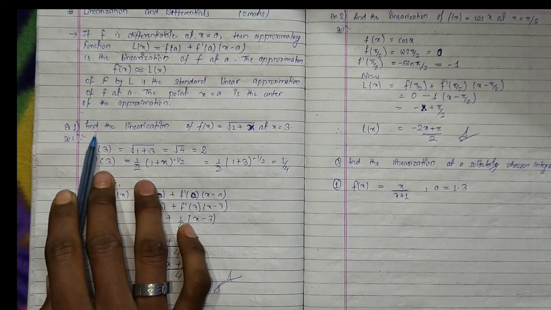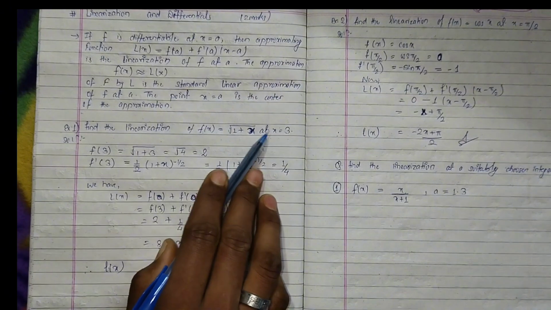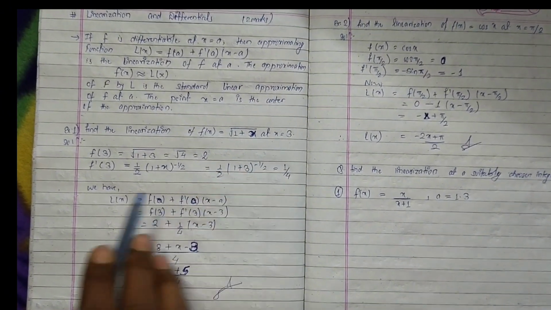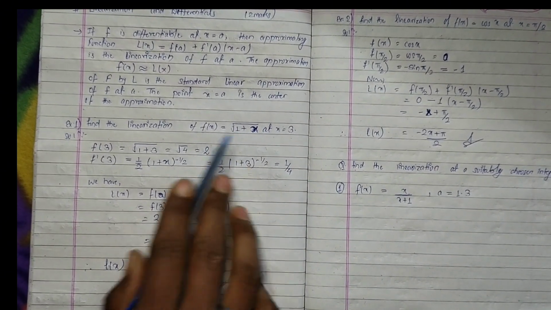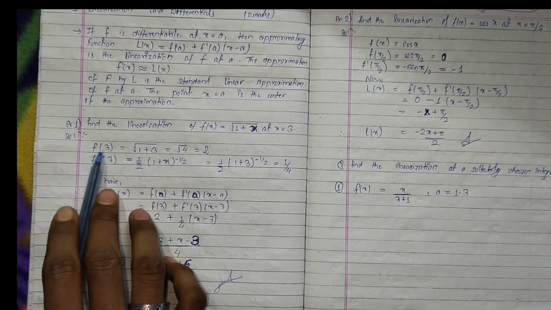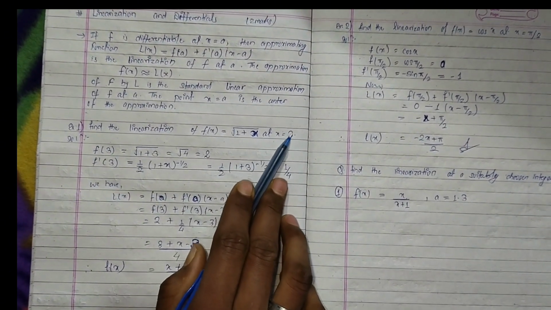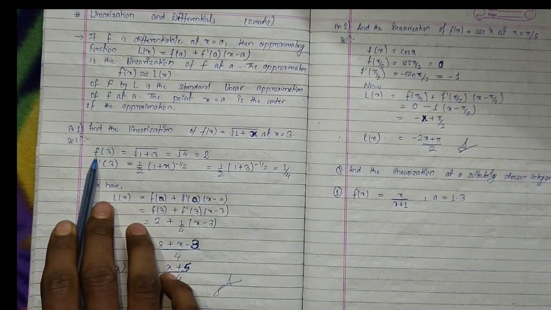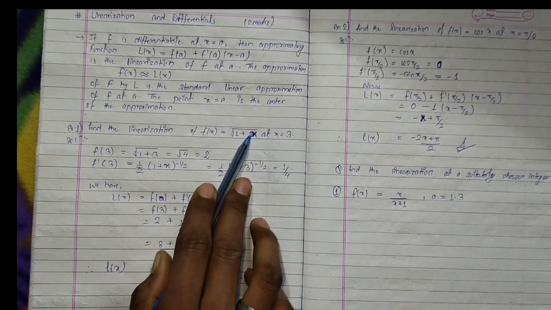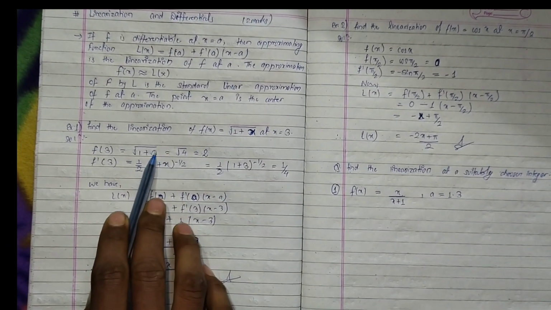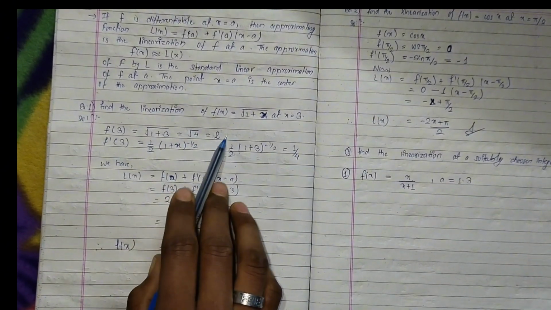So let's begin with the examples. Find the linearization of f(x) equals root of 1 plus x at x equals 3. So we have the function f(x) equals root of 1 plus x, and we will first be finding f(3). So x equals 3, that means a is 3. So f(3) is equal to root of 1 plus, we will put the value of x here, 3. So root of 4 is equal to 2.